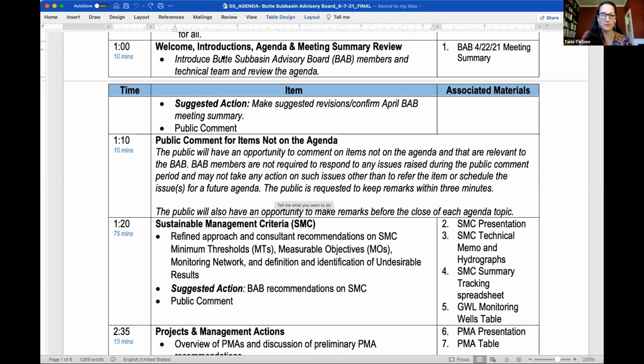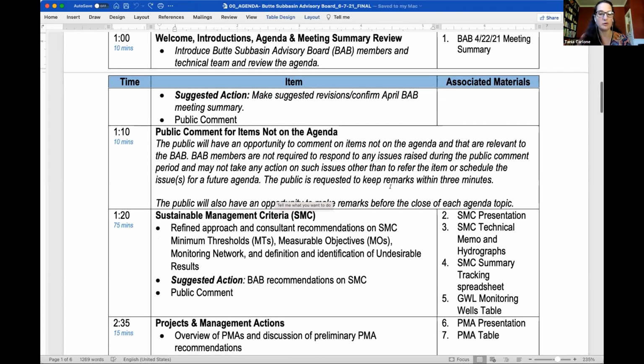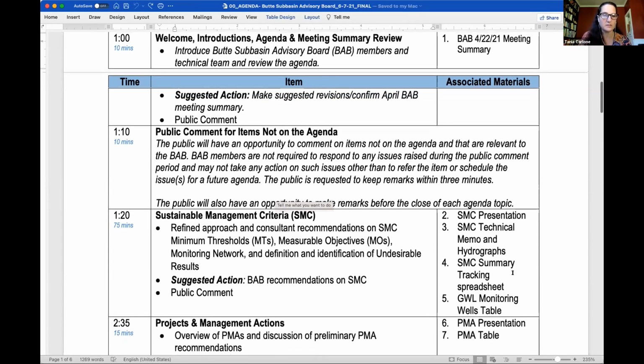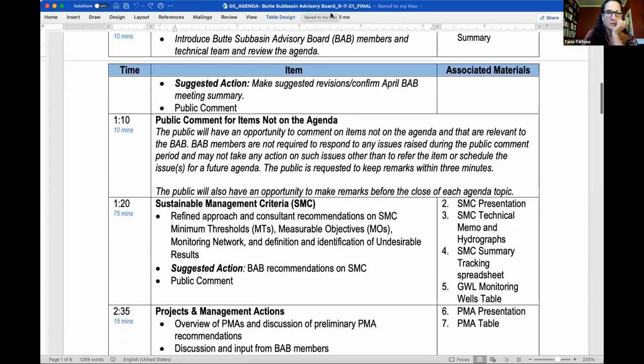And then we also did provide a groundwater level monitoring wells table. So those materials were there for your reference to assist with the understanding of the SMC. We will propose a suggested action for the Butte Advisory Board to make recommendations on the SMC today. Just to be clear, that's an important action we hope to be able to take.